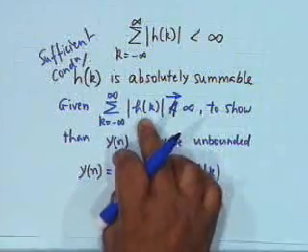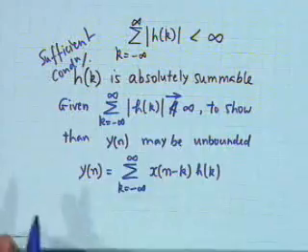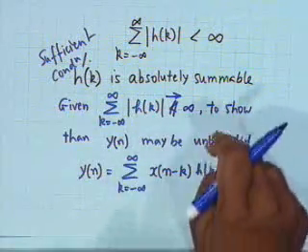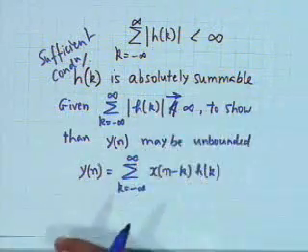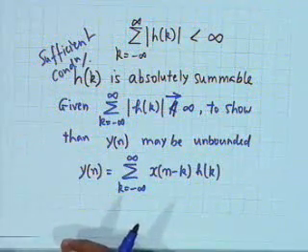Alright, is the statement clear now? Given that this summation does not obey the bounded condition, that is, it is unbounded, you have to show that y(n) may be unbounded. If you can find even one example, then the system is unstable. That is what we are going to find. That is, we are going to find an x(n) such that y(n) becomes unbounded. Alright? And this x(n), please try to follow this example carefully.